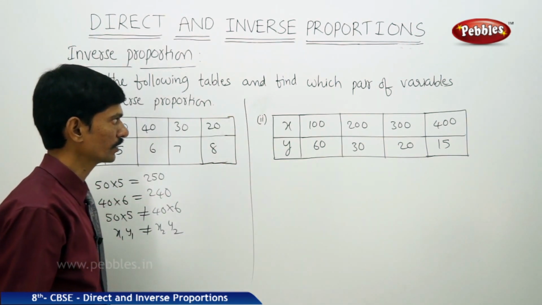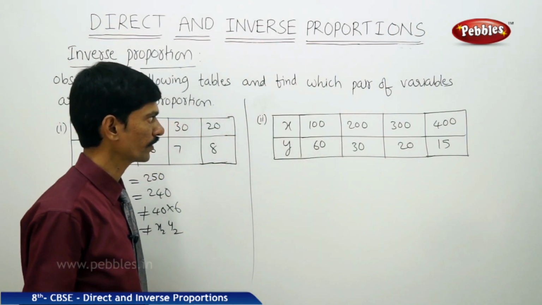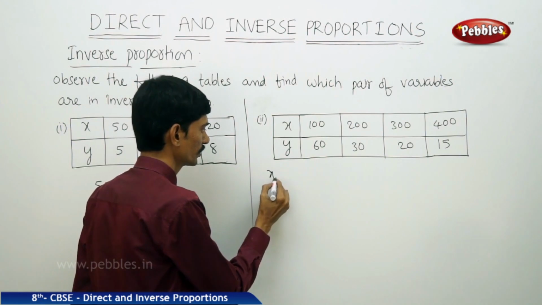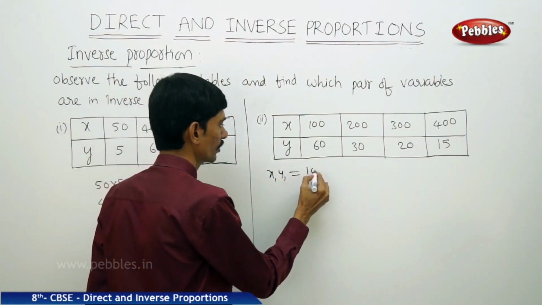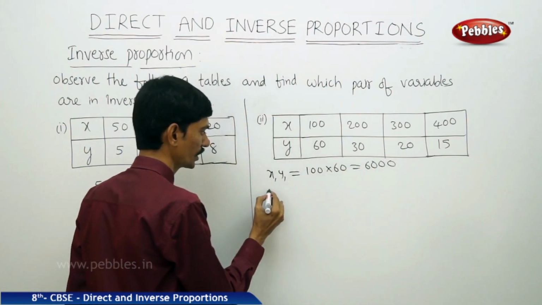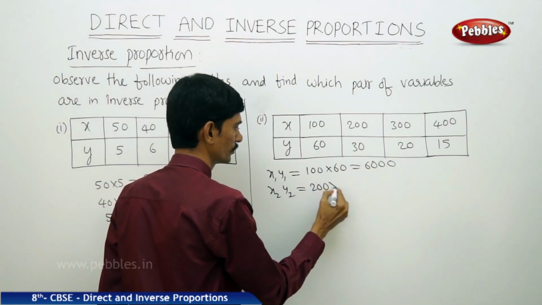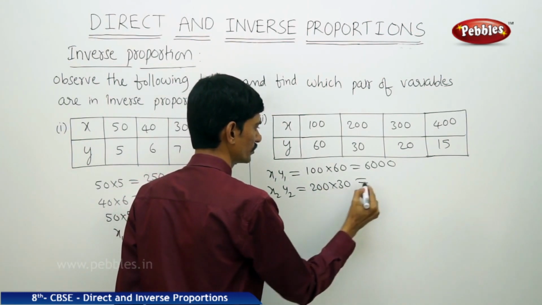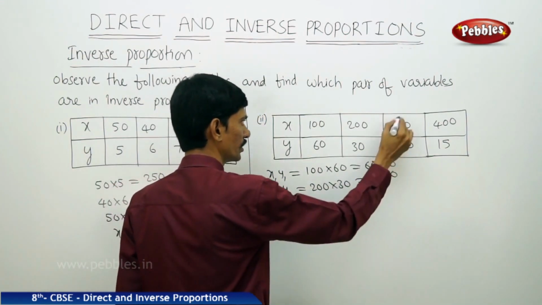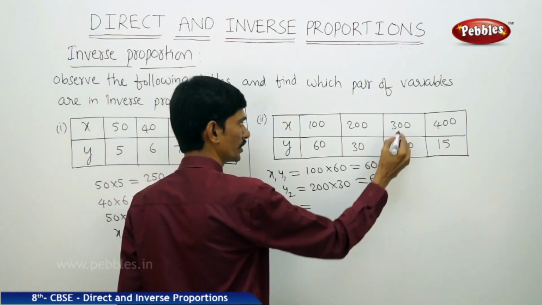Now let us check the second problem. Here x values are given and y values are also given. Here also we will find the product of these two quantities in each case. So in the first case, x1 y1 equals 100 into 60 equals 6000. Now in the second case, x2 y2 equals 200 into 30. This equals 3 2s are 6, then 3 zeros. So this is also 6000. And let us check in the third case, x3 y3. This equals 300 into 20.